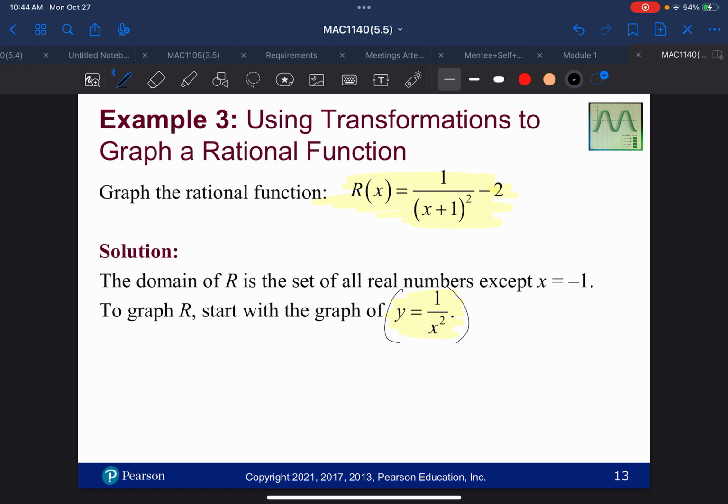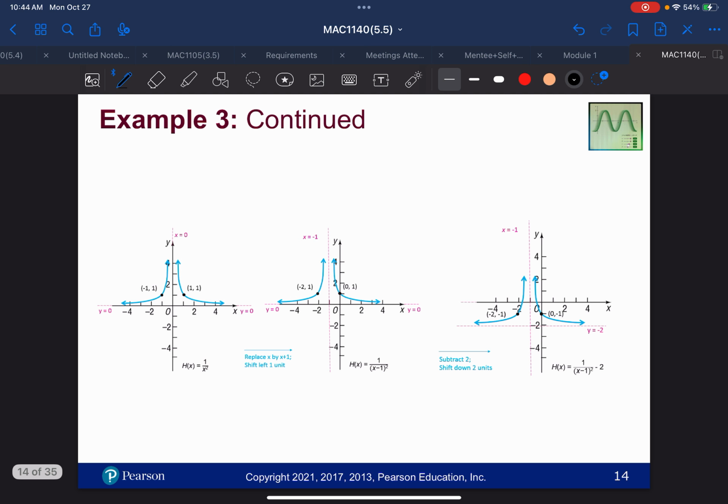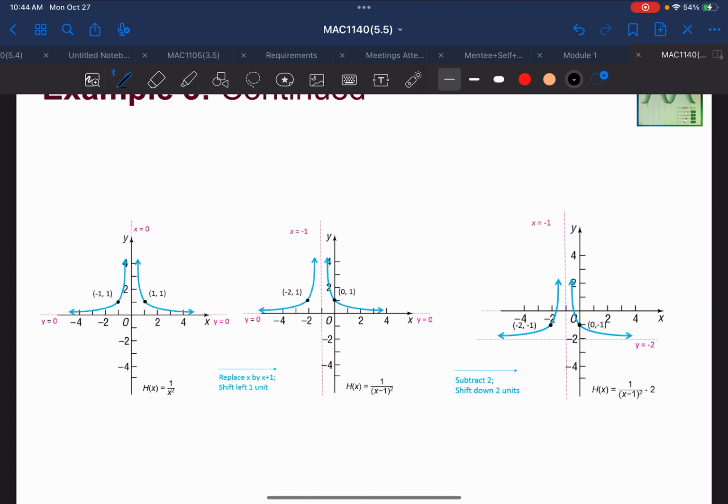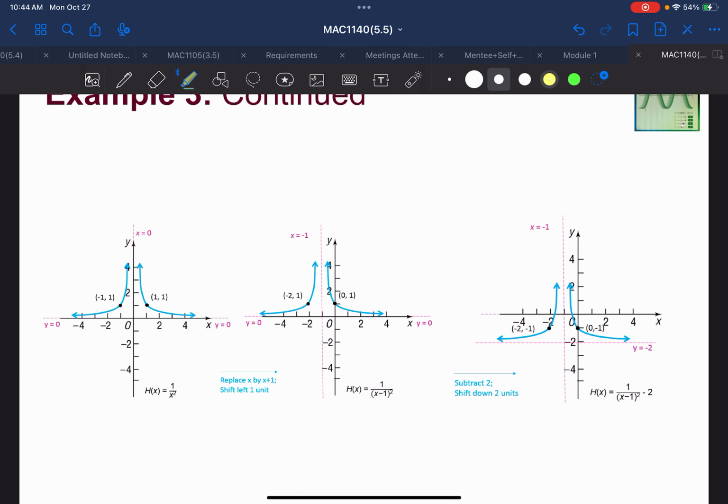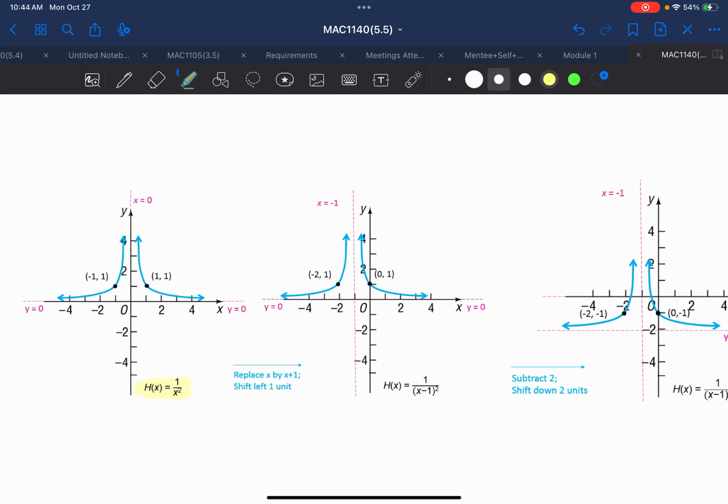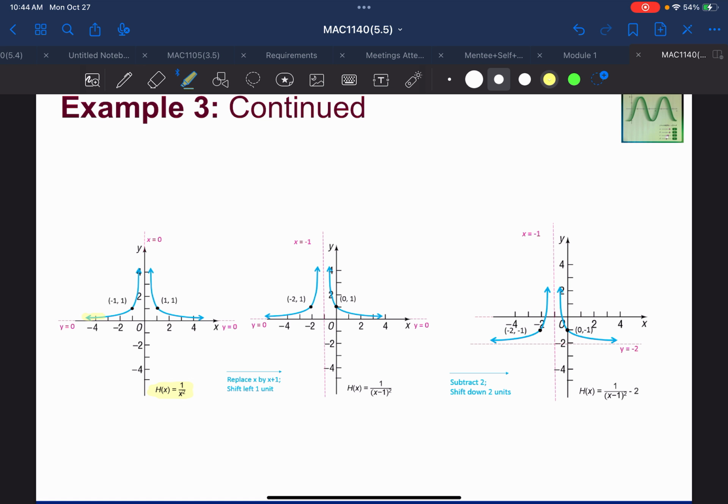transformations. So we see that the domain of r of x will change to all real numbers except for x being equal to negative 1, since that will make this equal to 0. So x cannot equal negative 1. And we go to the next slide, and this will show how to graph this using transformations. So we are starting with the graph of h of x, 1 over x squared, which we have already analyzed.